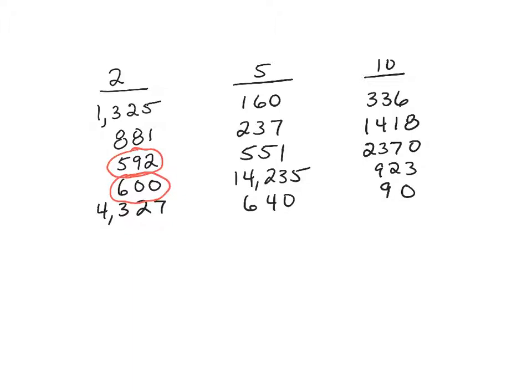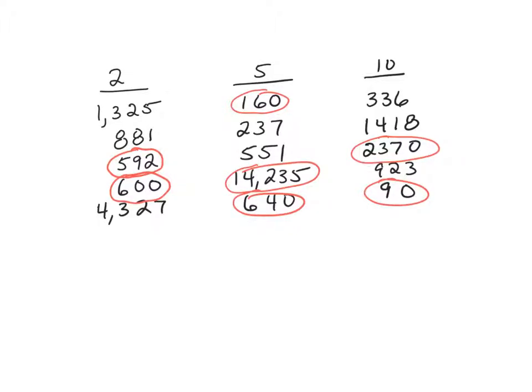As far as the second list, which numbers are divisible by 5? Well, in order to be divisible by 5, the number in the ones place has to be a 0 or 5. So that would be 160, 14,235, and 640. In the final list, which numbers are divisible by 10? In order to be divisible by 10, a number has to have a 0 in the ones place. So that would just be 2,370 and 90.